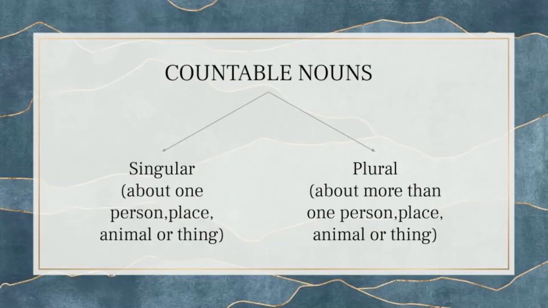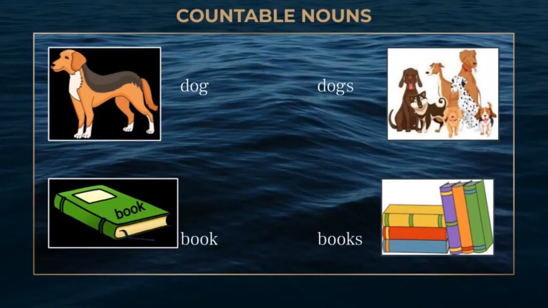Students, here are some more examples of countable nouns. Let us see what they are. Okay students, look at the first picture. Dog. How many dogs are there? Just one dog. So what I said, singular nouns tell us about one person, one place, one animal, or one thing. So look at the first picture, one dog is there. So it is a singular noun. Dog is a singular noun.